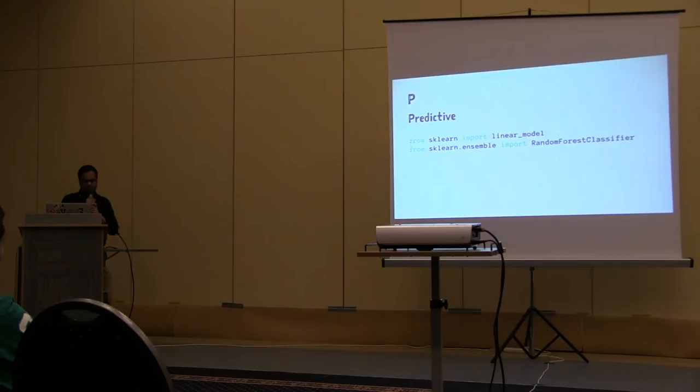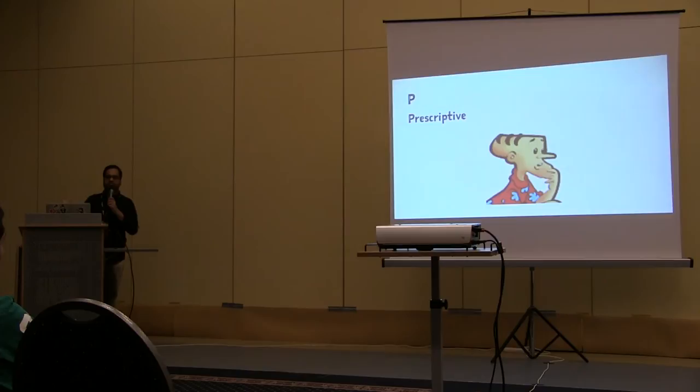The fourth P is the prescriptive part. Descriptive tells you what happened, inquisitive tells you why did this happen, and predictive answers what will happen. But then you need to know what's in it for me. So you're going to be told that something is going to happen, so what should I do?